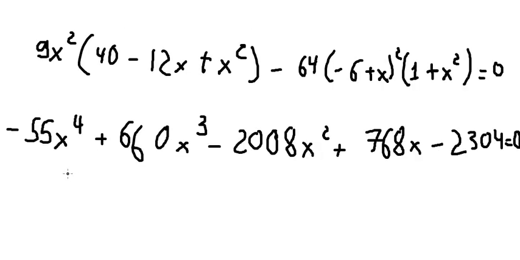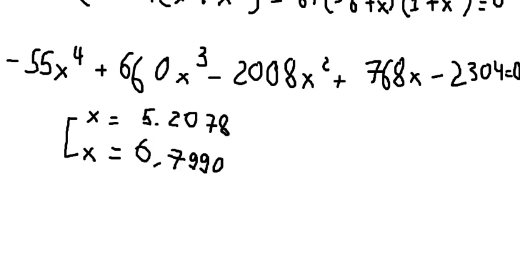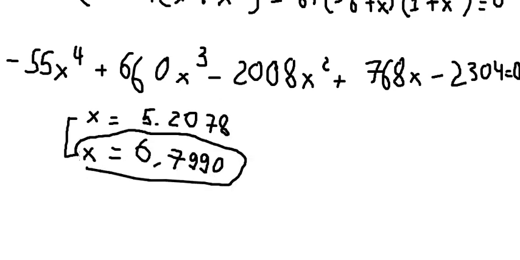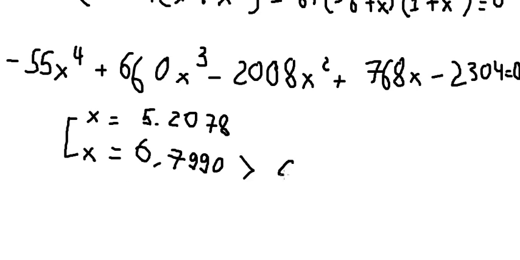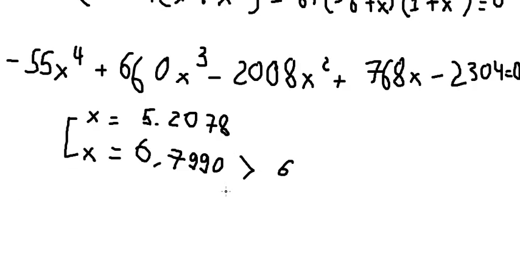Now if we use the calculator, we will find two solutions in here. But this one is bigger than 6, so as we see in the figure, this is wrong. So in this situation, this one gives the maximum, and this one gives the minimum.